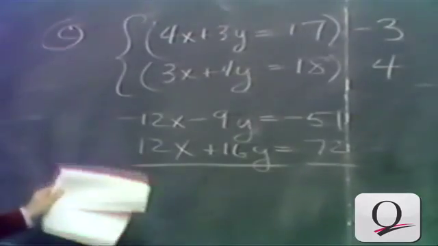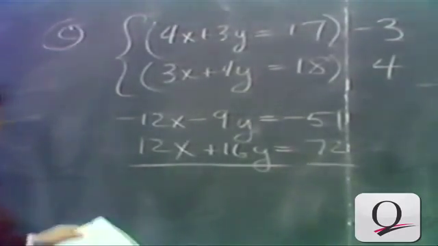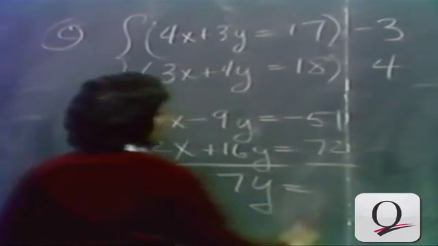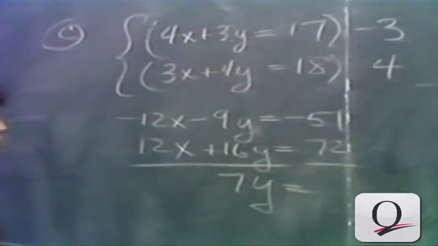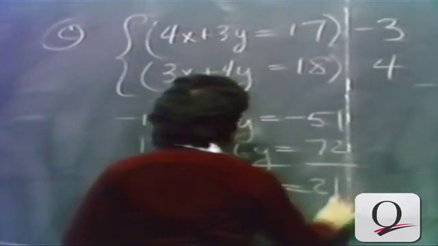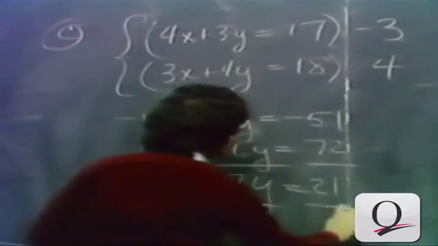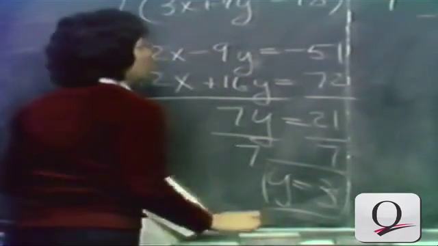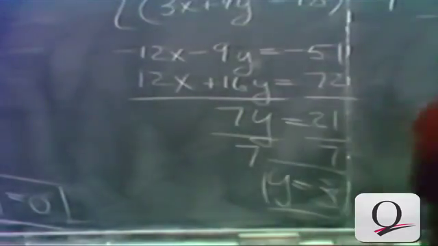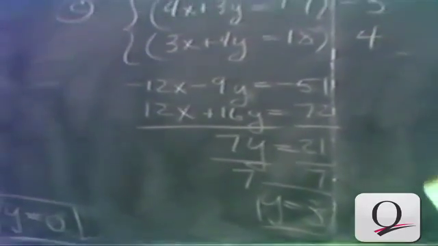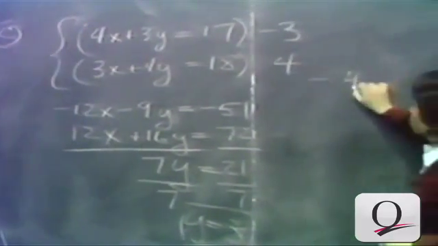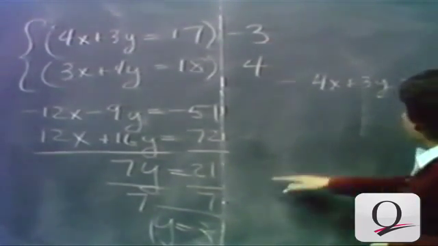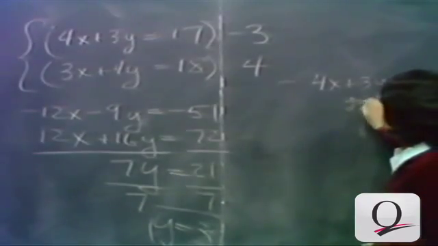Adding on the left side, the x's do drop out. Minus 9y plus 16y gives us 7y. Minus 51 plus 72 gives us plus 21. Dividing through by 7, y equals 3. Having found that y equals 3, we can substitute back into either equation. Let's try the first one. 4x plus 3y equals 17. We know that y equals 3.